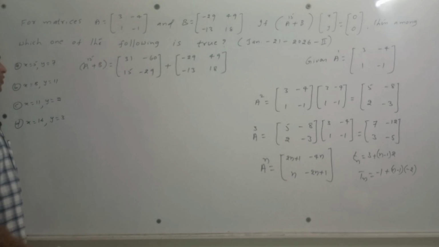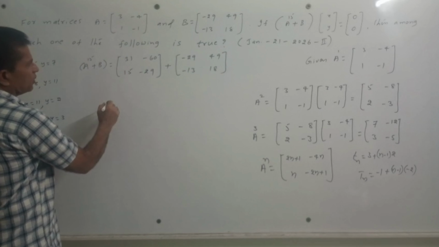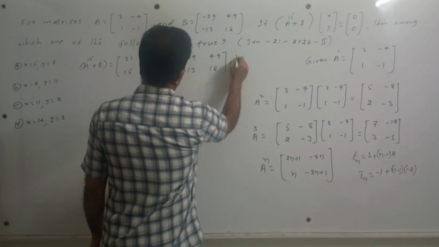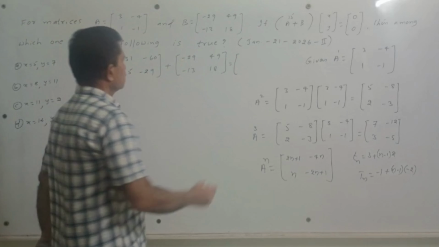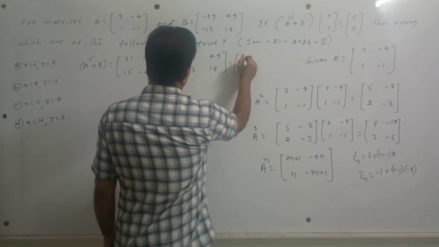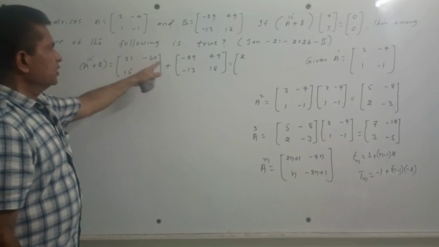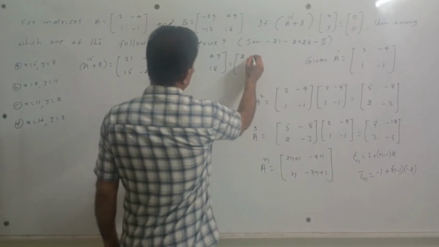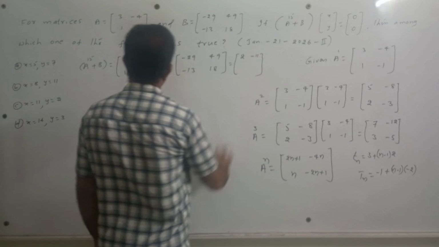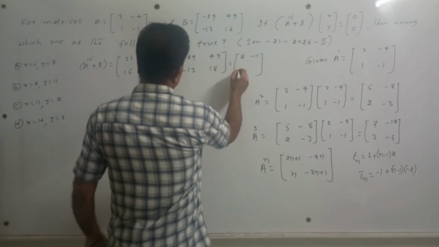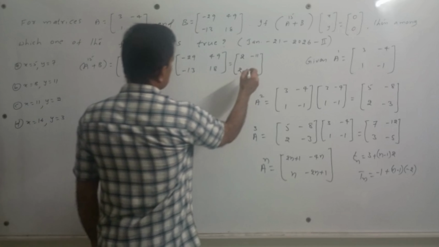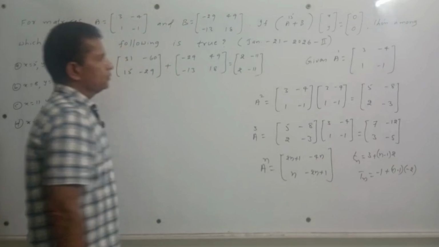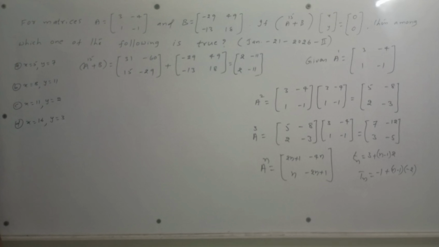So what is their sum? See now, sum of the matrices. 31 minus 29 is 2. Minus 60 plus 49 becomes minus 11. 15 minus 13 becomes 2. Minus 29 plus 18 becomes minus 11. So I calculated a to the power of 15 plus b.